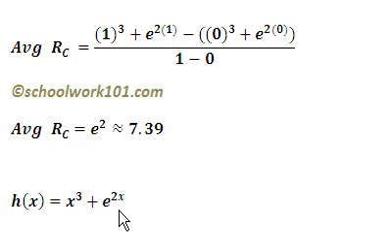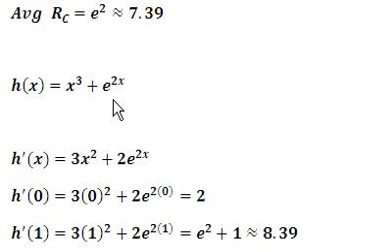So here is our function h of x, and we want to take the derivative of this because the derivative is going to give us the instantaneous rate of change at both of our endpoints. So the derivative of x cubed is 3x squared, and the derivative of e to the 2x is 2e to the 2x. Remember, you take the derivative of the exponent, bring it out front, and then just rewrite the whole thing. Now we plug 0 in, and we end up with 2. We plug 1 into our derivative, and we end up with 8.39.